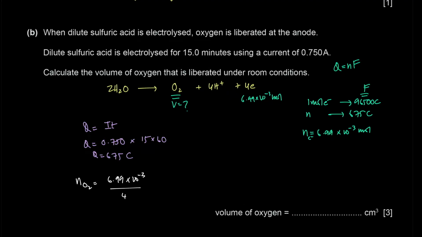Because for every 1 mole of oxygen gas, 4 moles of electrons are released in this half equation. So therefore, the number of moles of oxygen is 1.75 times 10 to the power of -3 moles. And for the volume of oxygen in cm³, that's just the number of moles times 24,000 cm³, since 1 mole of oxygen gas occupies 24,000 cm³ under room conditions. So that gives us the volume of oxygen as 42.0 cm³.